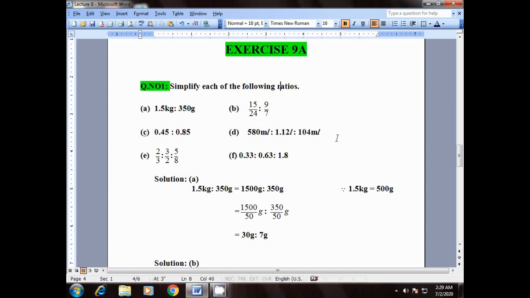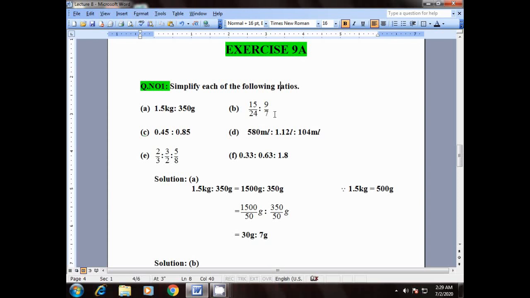Exercise 9A, question number 1. Simplify each of the following ratios. Now before solving this question, we have discussed in the previous lesson the term ratio. What is ratio? We have defined this term and we have discussed how we can simplify the ratios. Now using the same procedures, we will solve these questions.